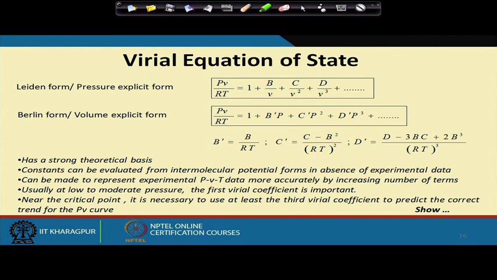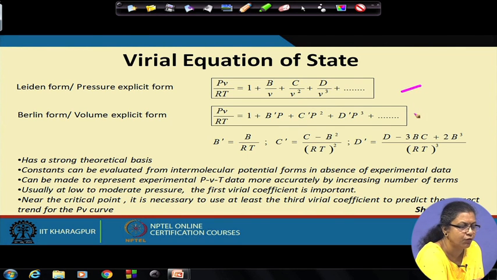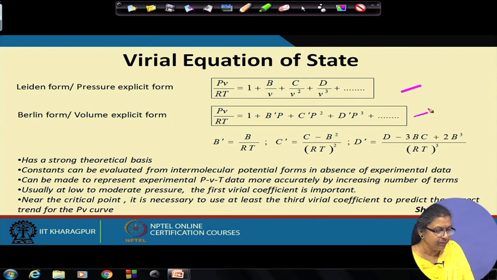What is the Virial equation of state? Let us see. Possibly all of you are aware of this particular equation of state. It can be written in a pressure explicit form as well as in a volume explicit form, as we have noted here, and these constants, B, C, etc., give us the interaction between two molecules, three molecules, etc. Now, if you observe this equation, what do you find? The first thing is, this equation has some theoretical basis, it is not entirely empirical.